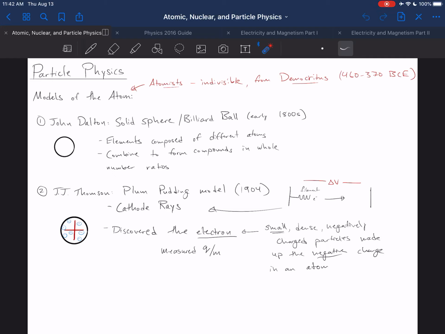And he did this by measuring the charge to mass ratio of the negative particles in the atom. He discovered that the negative charge in the atom can be viewed as tiny little plums in a positively charged smear of pudding. That is how to interpret this model.